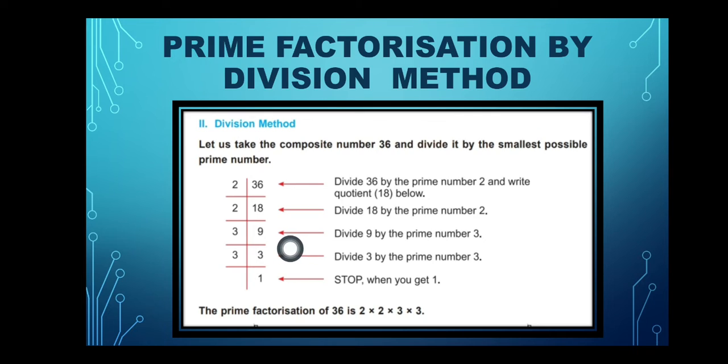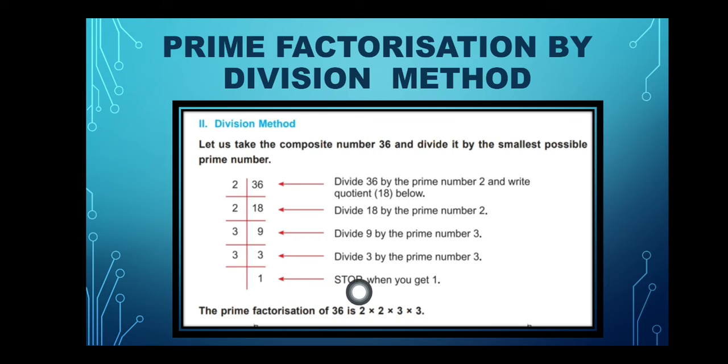Again 9 is still a composite number, so we will further divide it, but it is an odd number, so it cannot be divided by 2. So here I have divided 9 by 3. When I divided 9 by 3, the quotient is 3. So 3 multiplied by 3 is 9. So I have written 3 here and 3 here. Now divide 3 by prime number 3. So 3 ones are 3. So I have written 3 here and 1 here.